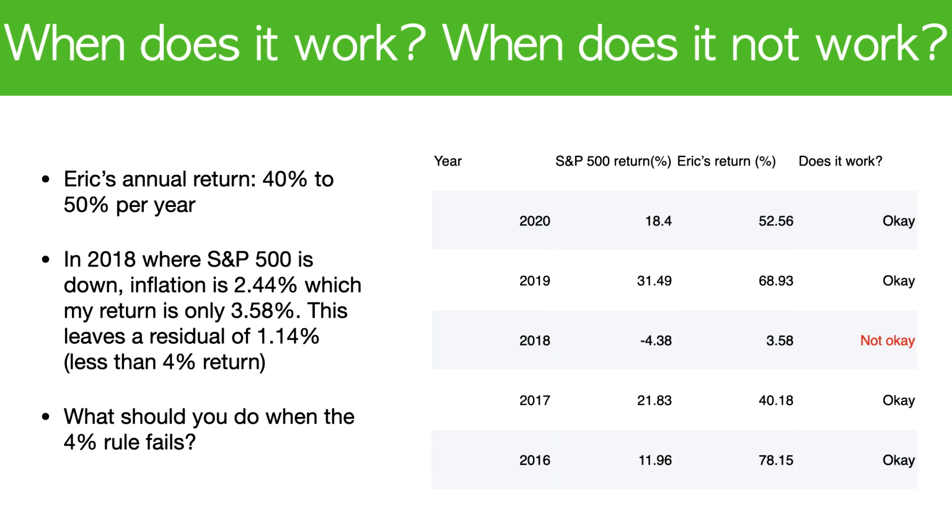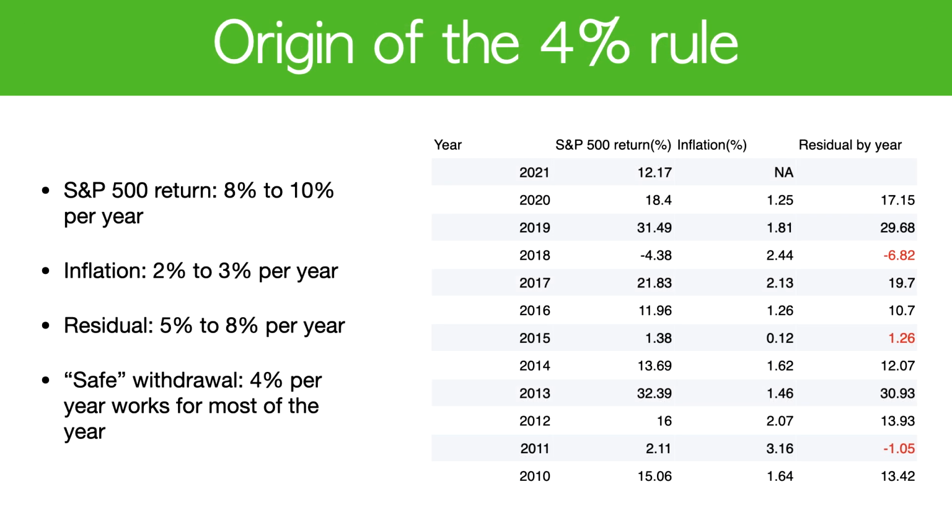This is actually a number I pulled directly from my broker, which is TD Canada. And you can see that year, the S&P 500 was actually negative 4.38%. Even though I did a relatively good job beating the market and getting a positive return, which is 3.58%, I still didn't meet the requirement to make 4%. And if I remember correctly, let me just go back one slide. The 2018 inflation was 2.44%. So that means I actually didn't meet the 4% rule.